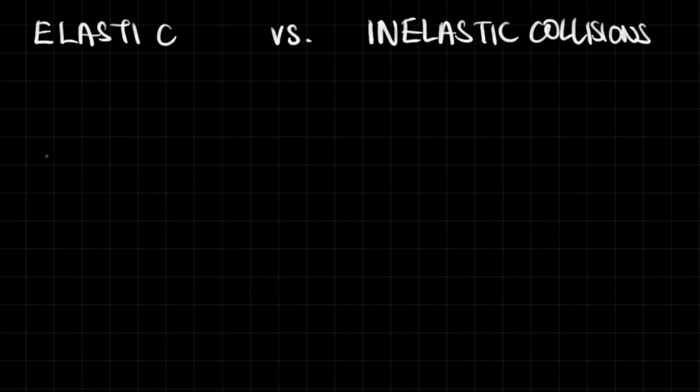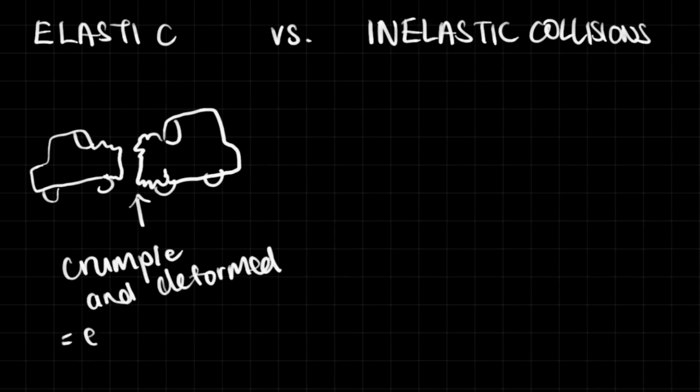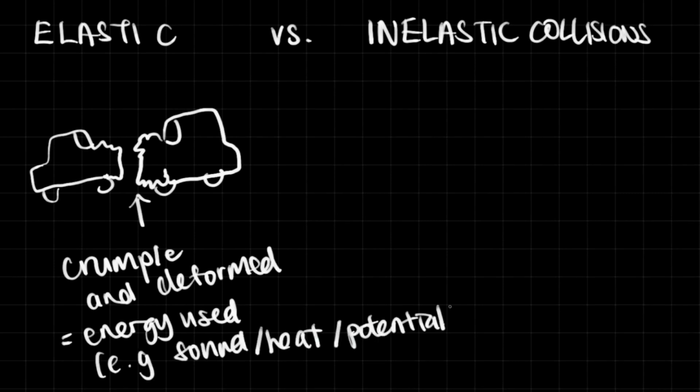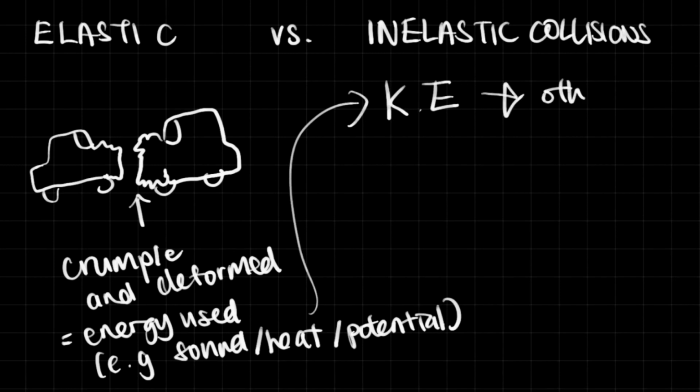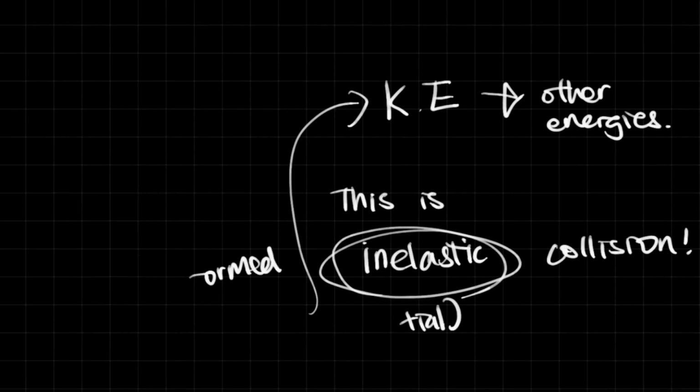Then we also need to look at inelastic and elastic collisions. If you've ever been in a car crash before, or if you just watch the news, you might see that cars actually do get crumpled and deformed after a car crash. Their shape changes. It makes a horrible sound, sometimes even fire. And this means that energy is used, for example sound energy or heat energy or potential energy. That all comes from the kinetic energy, which has been transformed into other energies. That is inelastic collision.